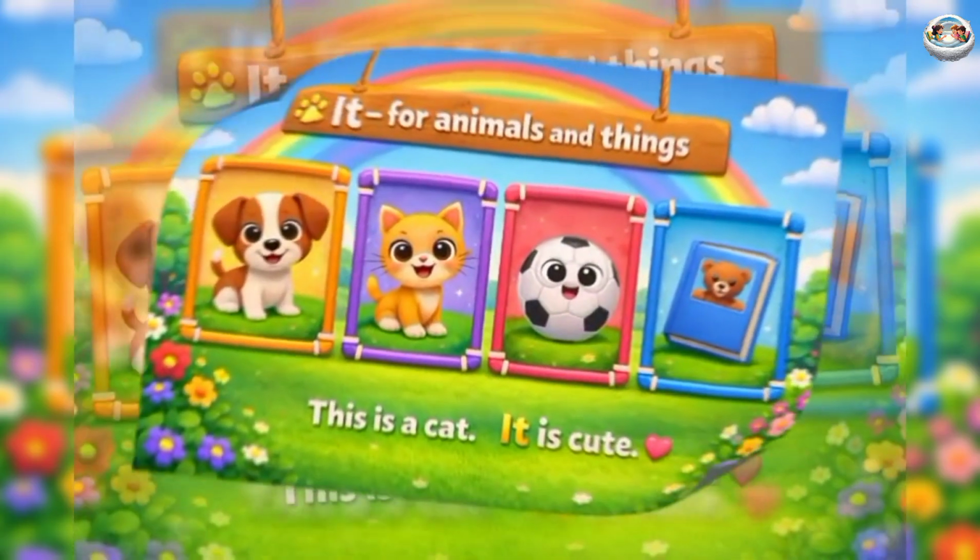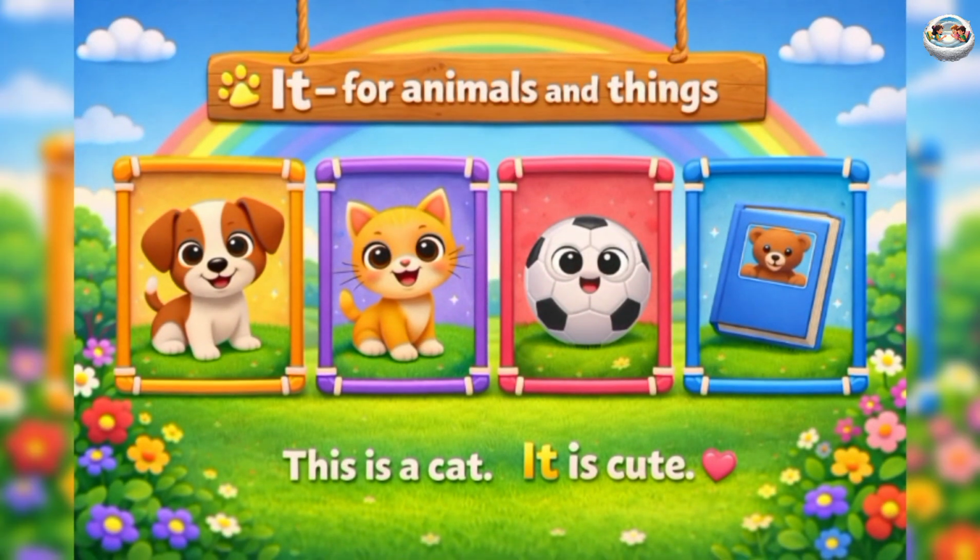We use it for animals and things. For example, this is a cat. It is cute. Some other examples are this is a dog. It is cute. This is a football. It is beautiful. This is a book. It is informative.